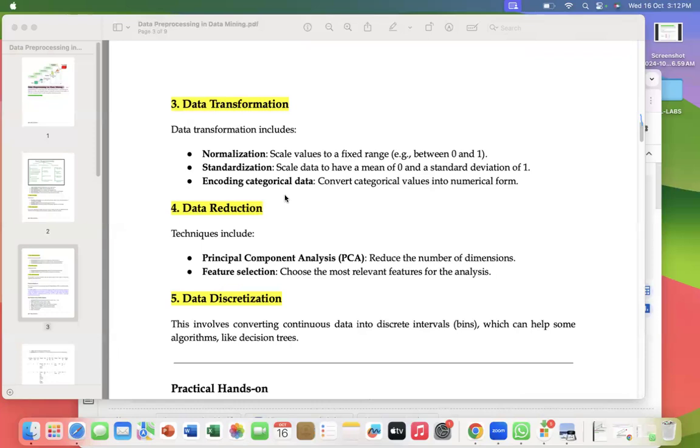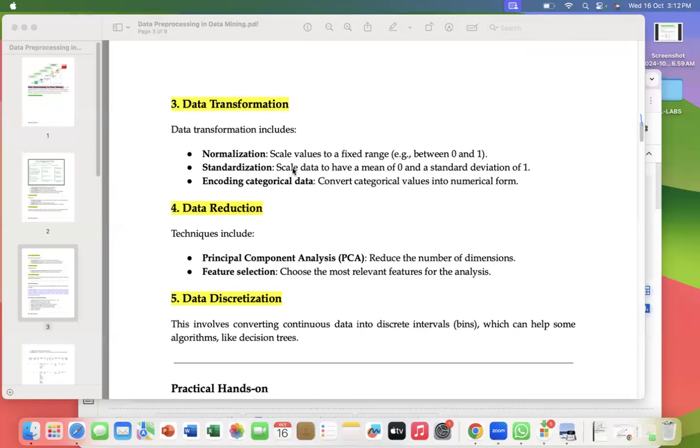But what happens? Sometimes we cannot apply our algorithm to categorical data. So in that case, we have to convert the categorical values into numerical form. That also comes under data transformation, one kind of pre-processing. We'll see it in the practical.